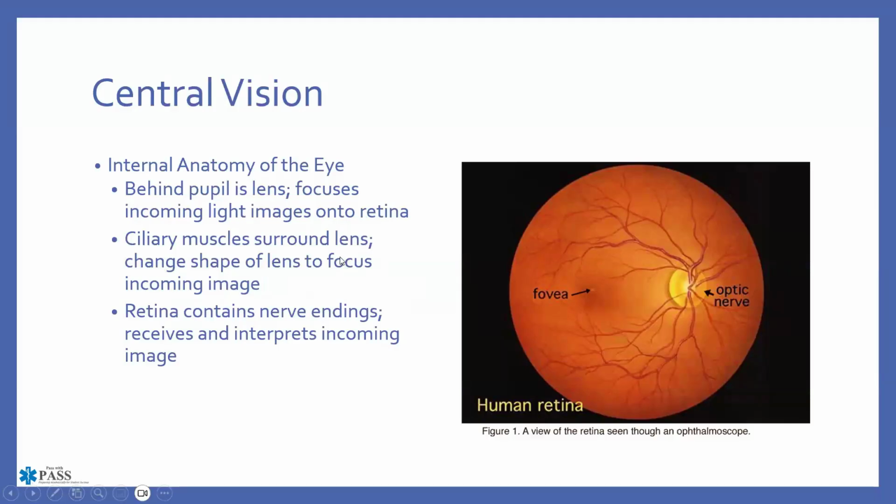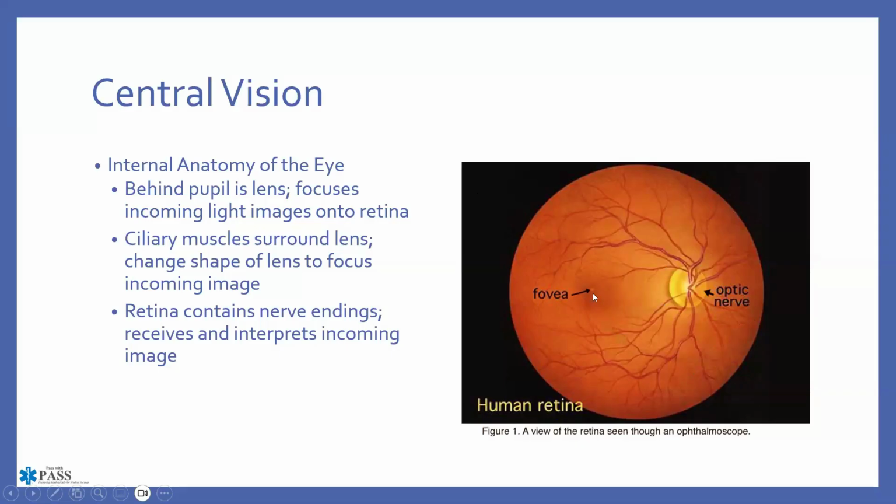Central vision, we talked about that as far as the macula. This is behind the pupil and the lens, and it focuses incoming light onto the retina itself. And then there are ciliary muscles that surround the lens, and this changes the shape of the lens to focus the incoming image. The retina contains nerve endings and receives and interprets incoming images so that we can see basically what we are looking at. This would be the example if you're looking through a scope into somebody's eye.